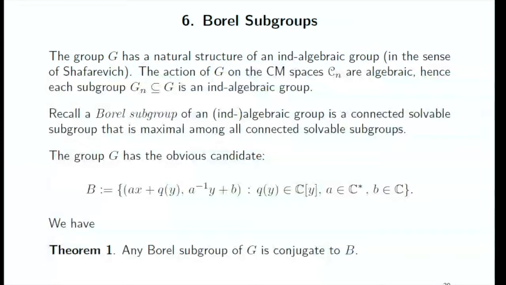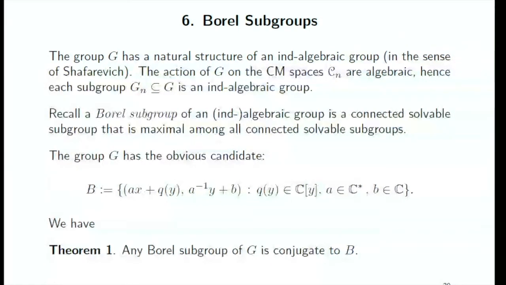So in our paper, we try to carefully study this structure. But I will only focus on something surprising. I recall that if you have a topological group, you can consider Borel subgroups. A Borel subgroup is just a connected solvable subgroup which is maximal among all connected solvable subgroups. If you look at this group G, then by analogy with the finite dimensional case, it has an obvious candidate, which is this group of triangular transformations.